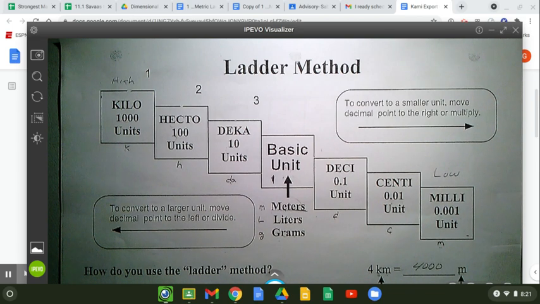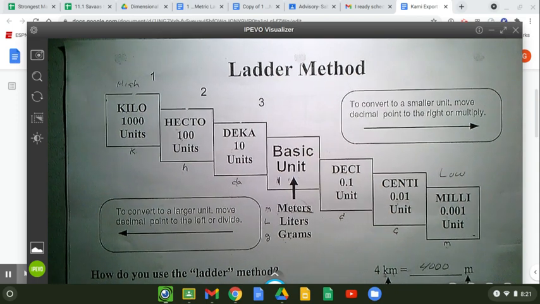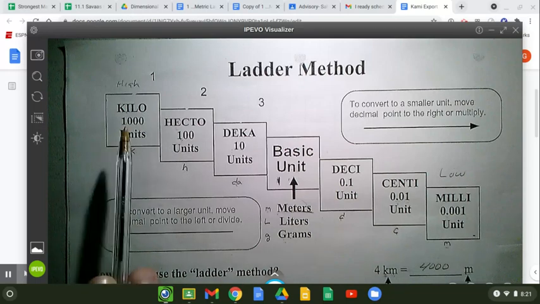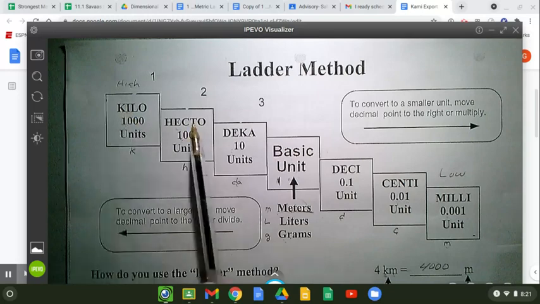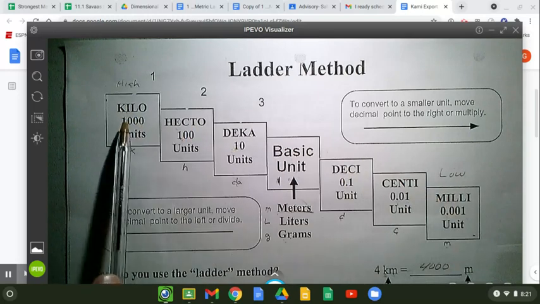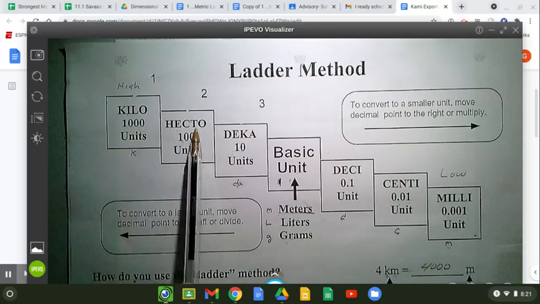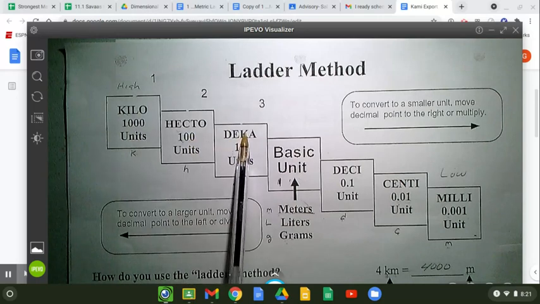Okay, good morning. This short video is going to show you how to convert metric units using the metric conversion ladder method. Now here you see 7 boxes, each with a metric prefix in it, going from a high value to a low value. We have kilo representing 1,000, hecto 100, deca 10.